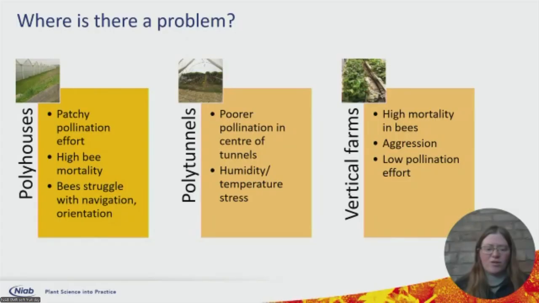Polytunnels have more environmental issues around temperature and humidity stress, perhaps where the pollinators will just refuse to enter some areas at certain times of day or certain parts of the season. Vertical farms have a different suite of problems, especially due to the fact that they're using artificial light. This can result in high mortality again, aggression towards workers in the facilities in some cases, which can be quite a serious consideration, and low pollination effort overall, which is not ideal for quite a high value crop and high value facility.